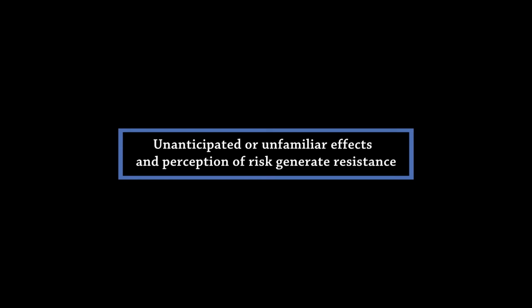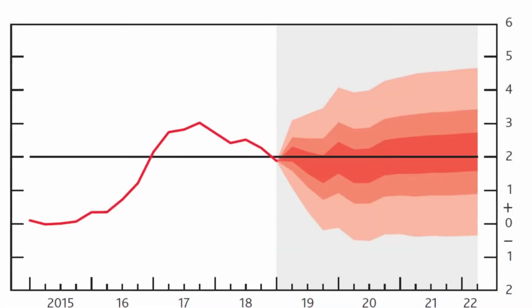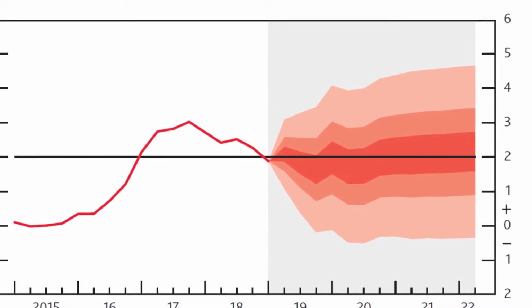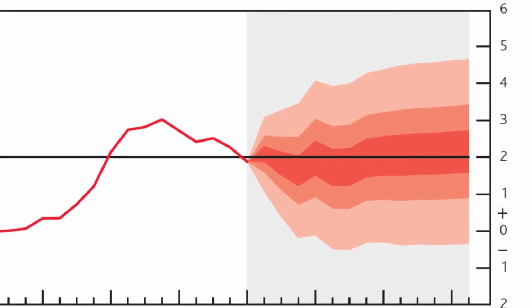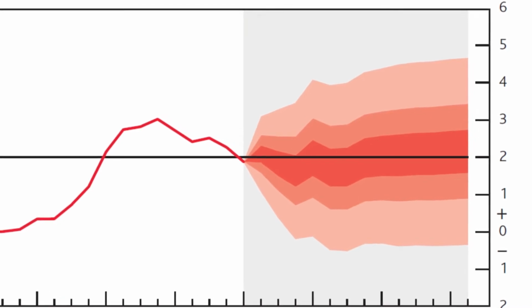Even in light of the understanding supported by participatory modeling and full discussions of trade-offs, unanticipated or unfamiliar effects and perception of risk often generate resistance. This resistance can arise if participants interpret the inevitable uncertainty of complex systems as doubt rather than as a range of possibilities. And this can feed into collective ambivalence about pathways forward and anxiety about the lack of accuracy.